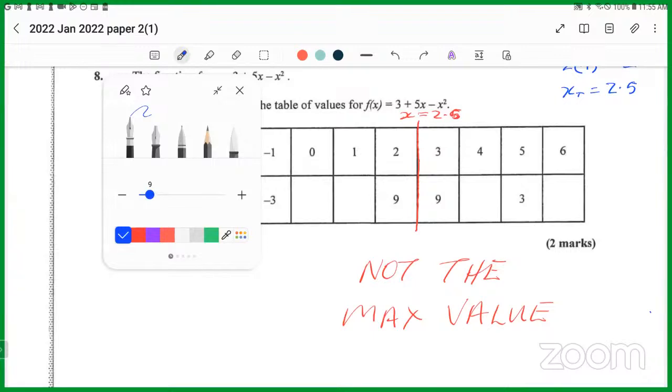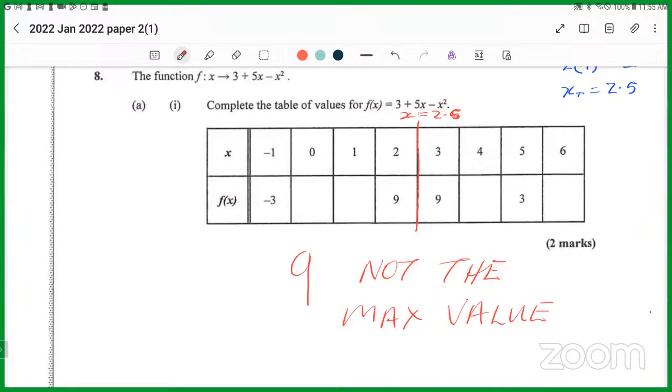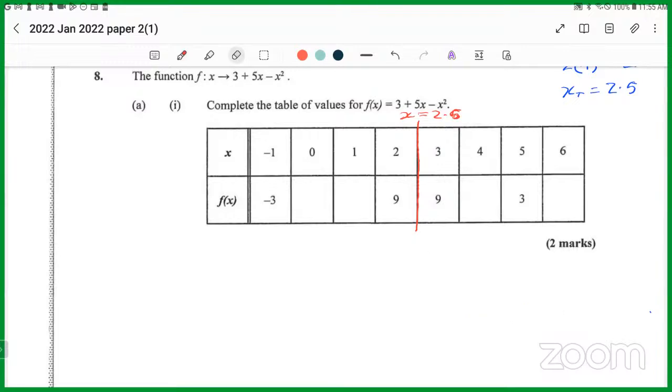See there, this is what I was saying. You cannot say 9. 9 is not the maximum value because it appeared at 2 points. The maximum value appears at the vertex point only. The quadratic graph only has 1 vertex point with 1 maximum value and 1 value of x at that point. That is the xt and the yt value. I'm just trying to emphasize so we can understand this, not just know how to do it, but actually understand it.